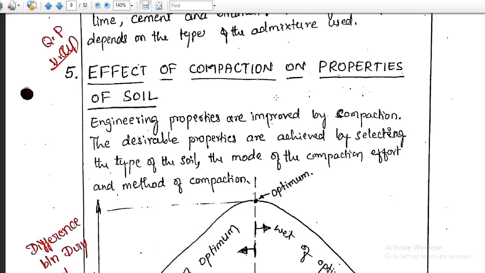Compaction is going to affect the properties of the soil as the density of soil increases during the compaction. So engineering properties are improved by compaction. The desirable properties are achieved by selecting the type of soil and mode of compaction effort.